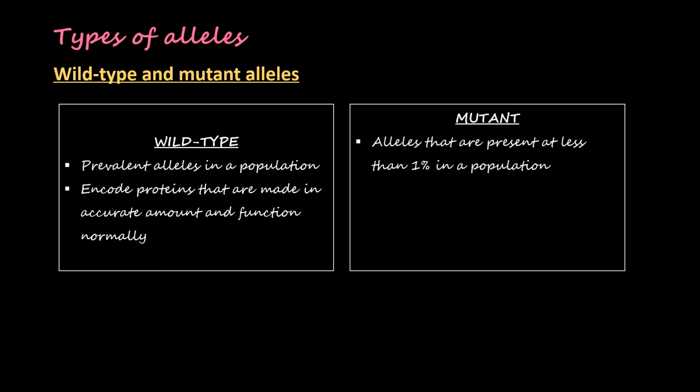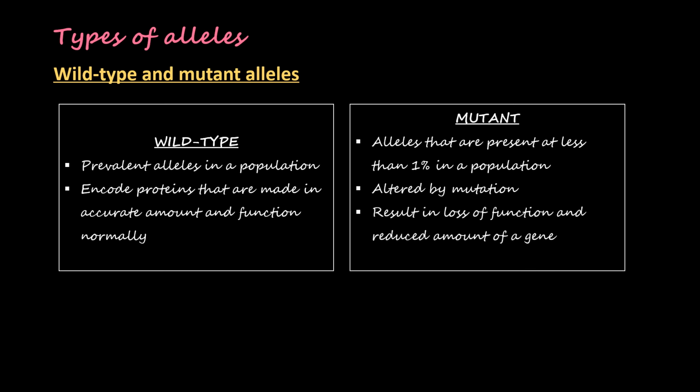Mutant alleles are the ones which are present at less than 1% in a population. They are altered by mutation. They result in loss of function and reduced amount of a gene and are inherited recessively. So there can be wild type and mutant alleles in a population.